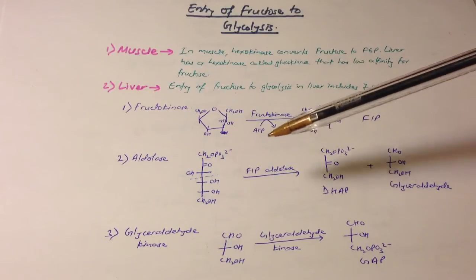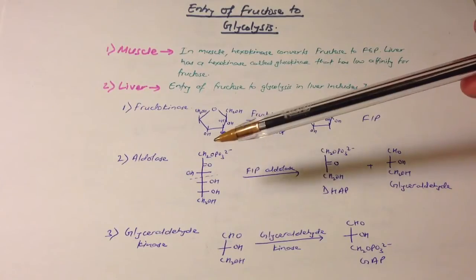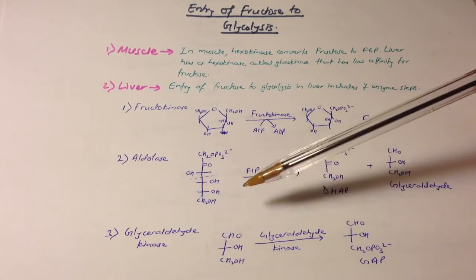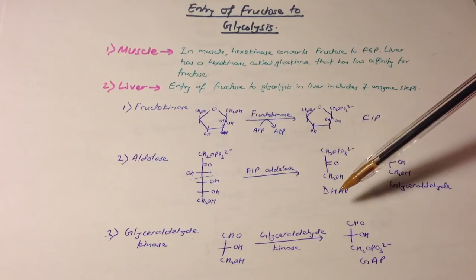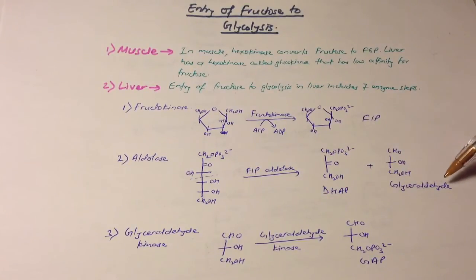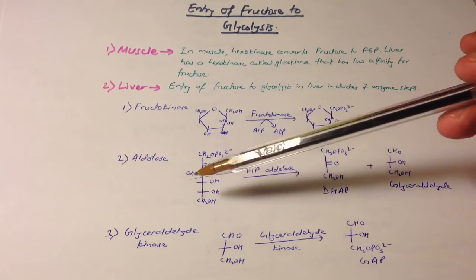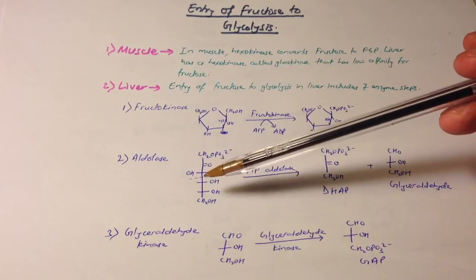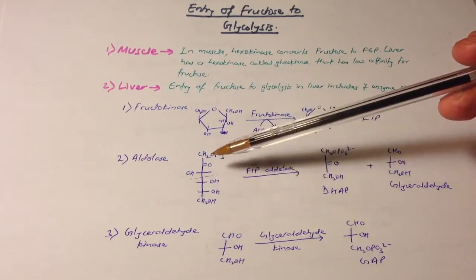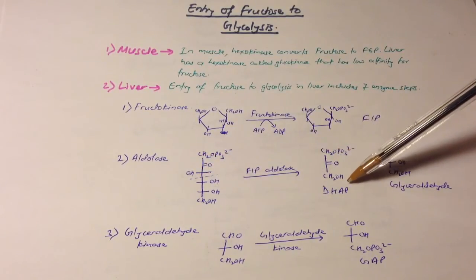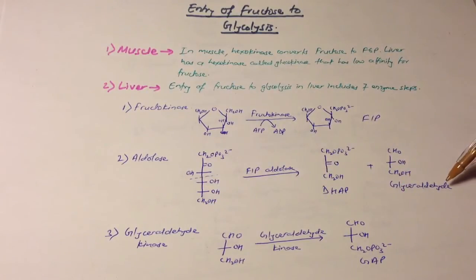The second step includes the enzyme aldolase, and in this reaction fructose 1-phosphate, this molecule is opened up right here, and fructose 1-phosphate is converted into dihydroxyacetone phosphate and glyceraldehyde. And the way aldolase acts is it cuts a molecule 1 carbon below the carbonyl carbon. So you can see that the top part of this molecule makes dihydroxyacetone phosphate and the bottom part makes glyceraldehyde.